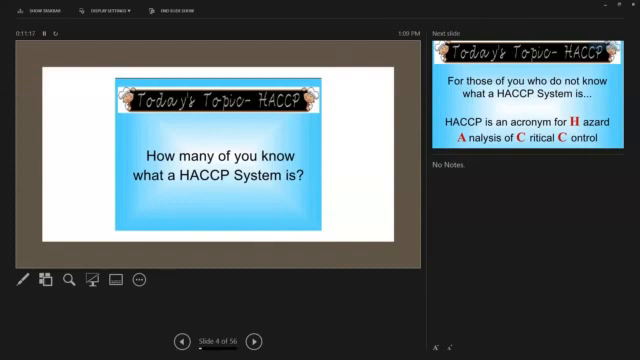Hazard analysis, critical control point. Great. And what does that mean? It means identifying points in a food processing system where a hazard could occur. Those points you identify are called critical points. Then you look for ways to control the hazard at those points. Absolutely. That is all we're going to talk about today.